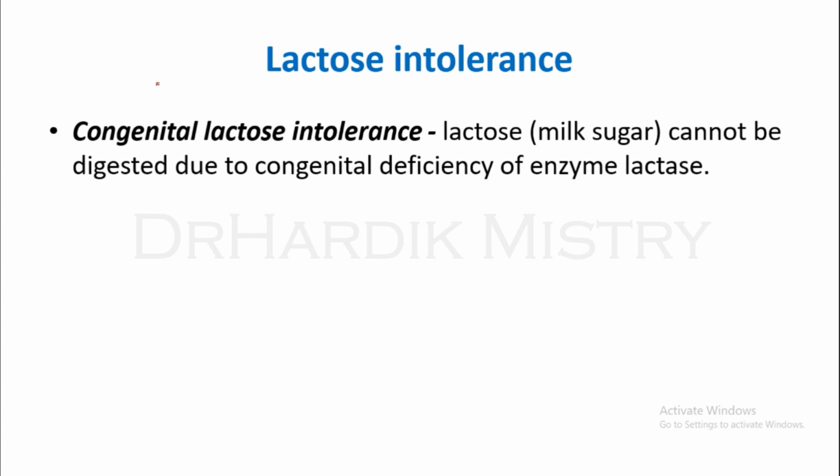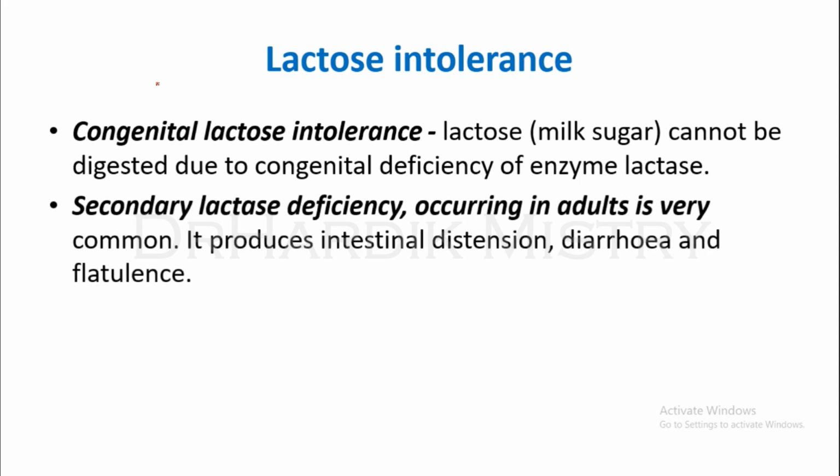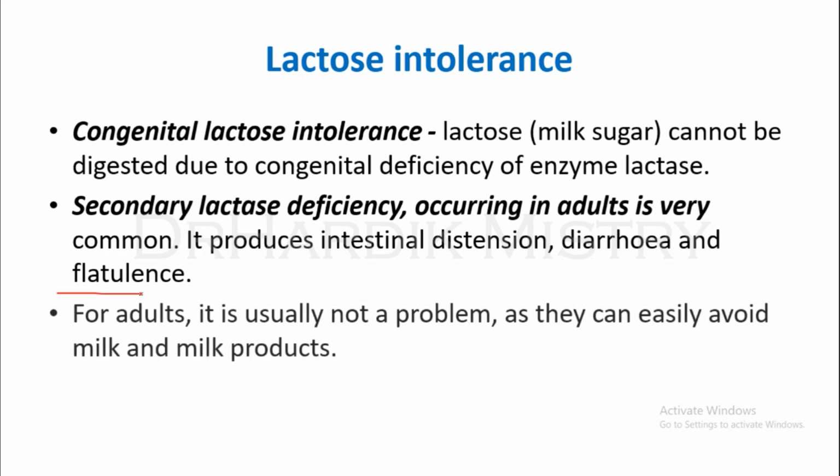Lactose intolerance. Congenital lactase intolerance. Lactose, the milk sugar, cannot be digested due to the congenital deficiency of the enzyme lactase. Secondary lactase deficiency occurring in adults is very common. It produces intestinal distension, diarrhea and flatulence once milk or milk products which contain lactose have been ingested. For adults it is usually not a problem as they can easily avoid milk and milk products.